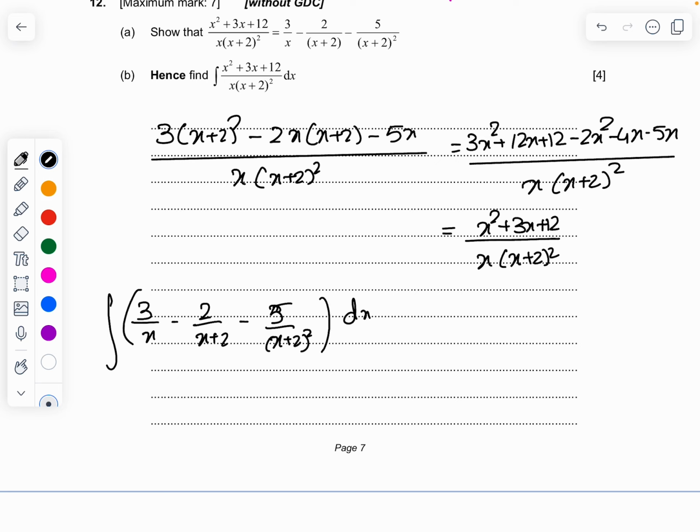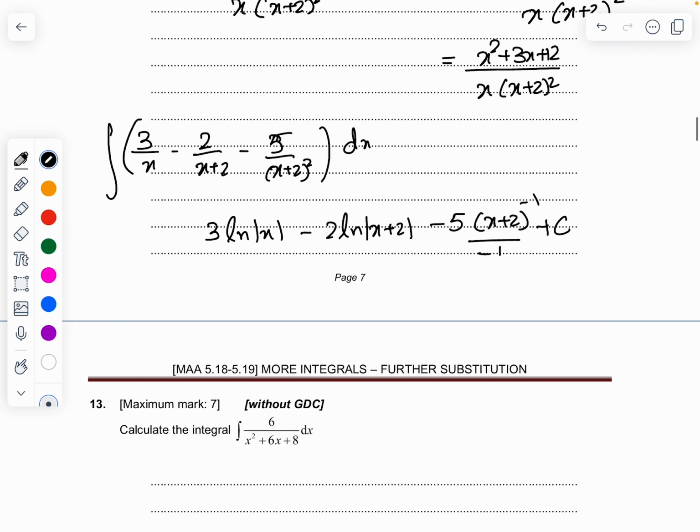So the integral of 3 upon x is nothing but 3 ln x. Minus 2 upon x plus 2 gives 2 ln of x plus 2. Then minus 5 times (x plus 2) to the power of negative 1 upon negative 1, plus c. So when I simplify that, what should be my final answer? 3 ln of x minus 2 ln of x plus 2 plus 5 upon x plus 2 plus c. That's going to be the answer.